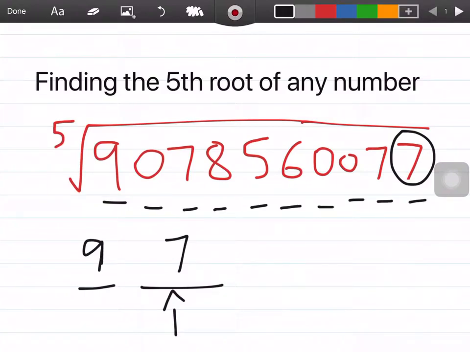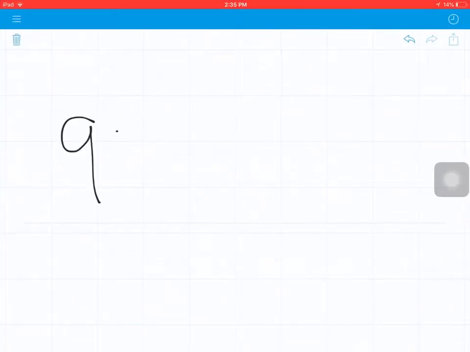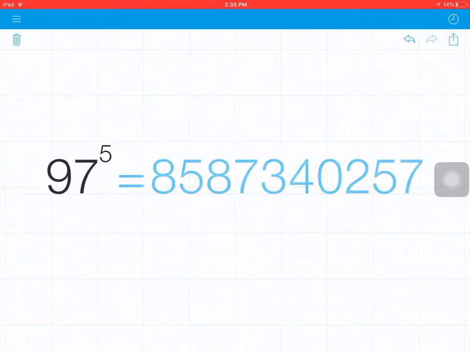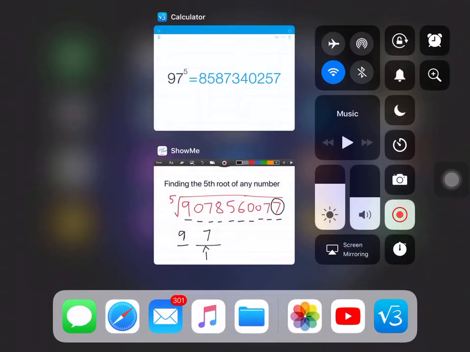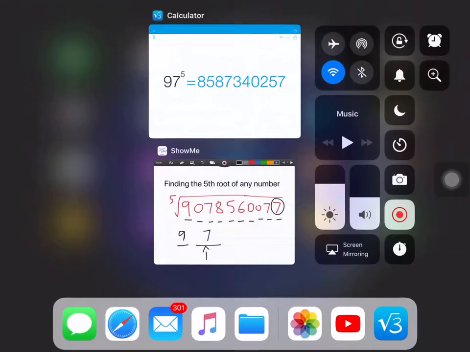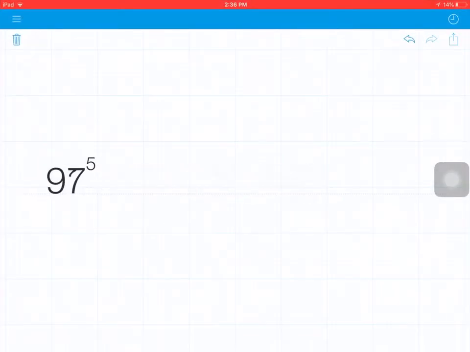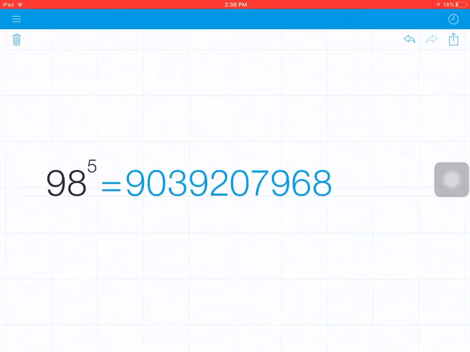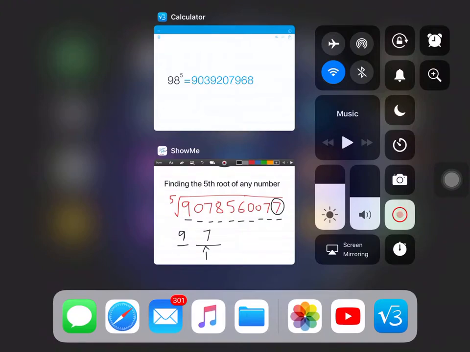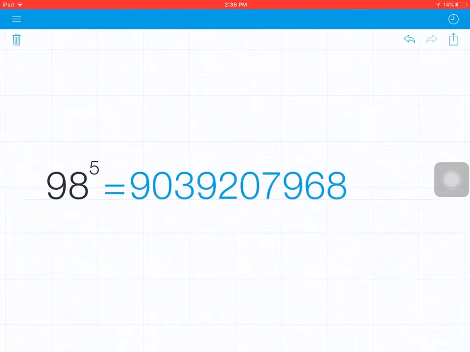If we take this and put it into our calculator, 97 to the power of 5, as you see, we get 8.5 billion. So this is not the answer we wanted. Let's test 98 to the power of 5. As you see, it's a much closer number, and I think it's the closest you can get. So we were basically one number off.